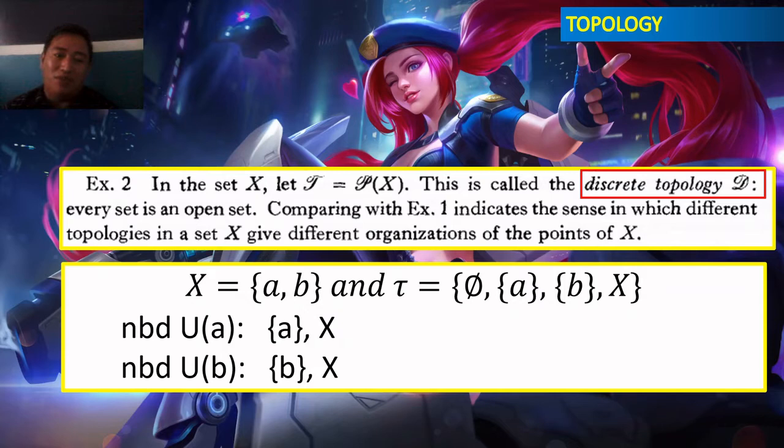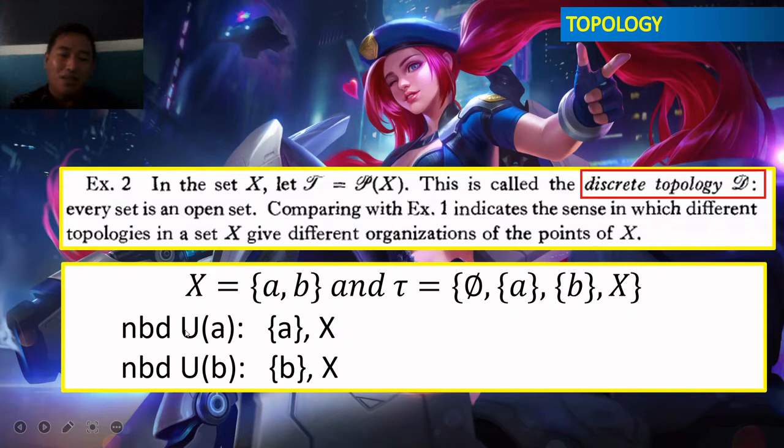So, for example, take the topologies we enumerated earlier. This is the discrete topology. If X is just equal to {A, B} and tau is equal to the empty set, {A}, {B}, and X, this is the power set of X. So we can label it with script D or just tau. It's okay.